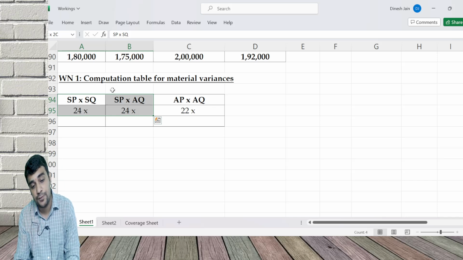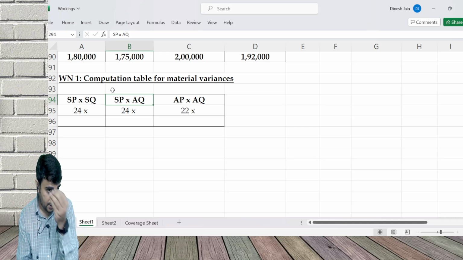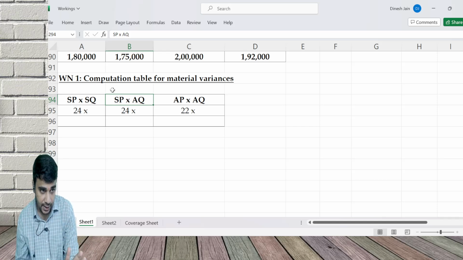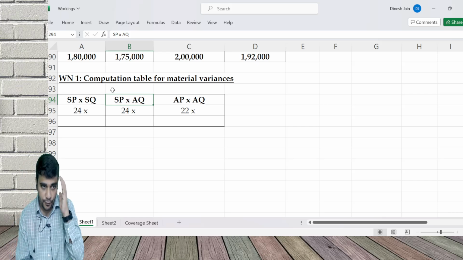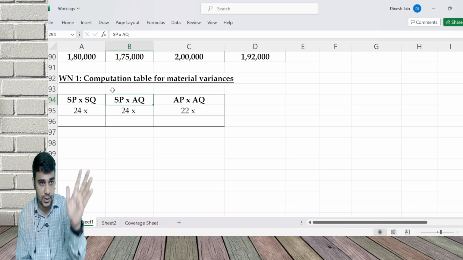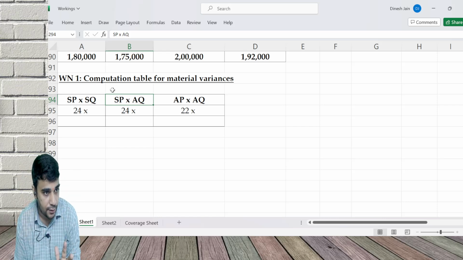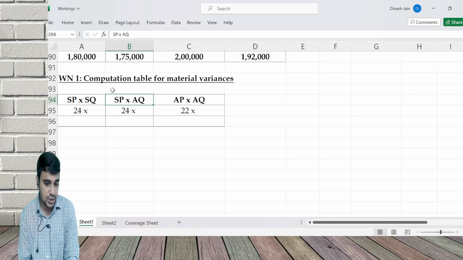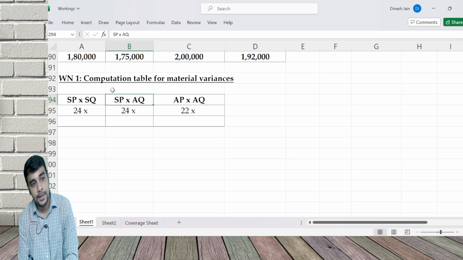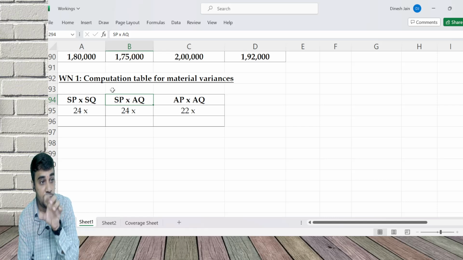Material price variance, what is the formula? In case you are not sure of the formula, please open the theory note separately and then tell me the formula, because I cannot spend time giving you the formula, giving the chart again and again. By this time, in my mind I'm very clear what the formula is, because I'm able to visualize the chart. So you should reach that stage. Tell me the formula for material price variance? SP into AQ minus AP into AQ. AQ is the only missing item in this formula. So we will get the AQ now.